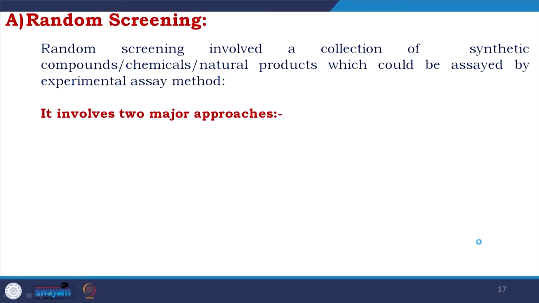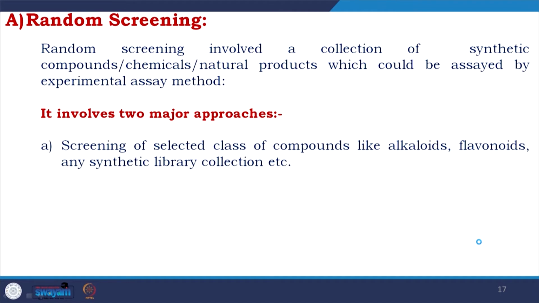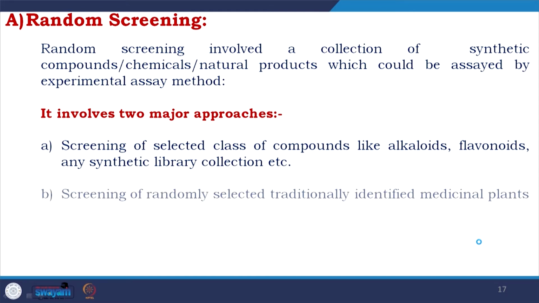It involves two major approaches. One, screening of selected class of compounds like alkaloids, flavonoids, any synthetic library collection, or screening of randomly selected traditionally identified medicinal plants. In traditional drug designing, medicinal plants have a huge role.